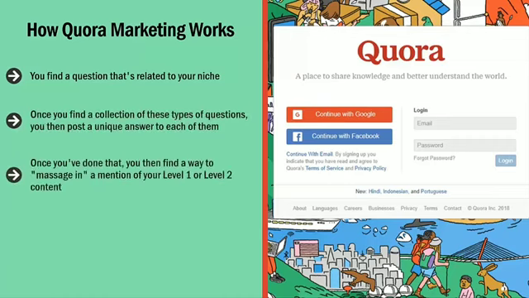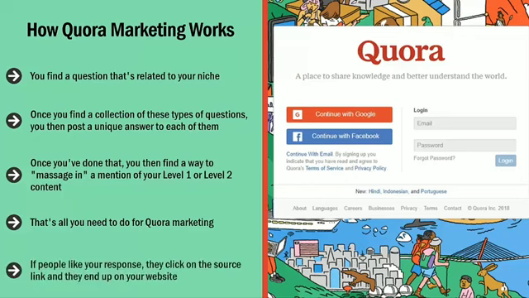Once you've done that, you then find a way to massage in a mention of your level 1 or level 2 content. It all depends on the question. That's all you need to do for Quora marketing. It's all about finding the right question and then crafting an answer that not only answers the question directly, but also uses your marketing content as a resource.